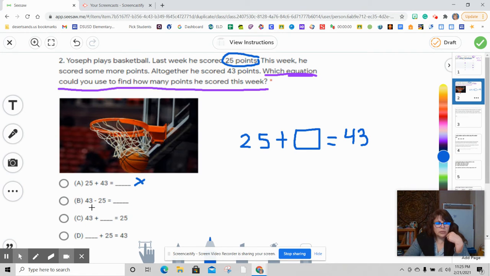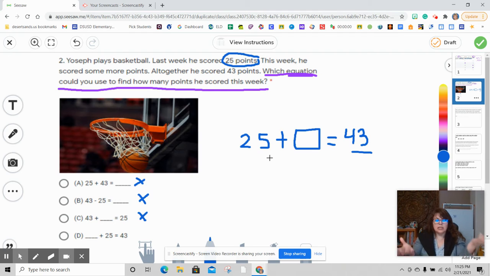Now we have 43 take away 25. Well, as we see here, it doesn't match my number sentence, so I'm not going to choose it. Now I have 43 plus blank equals 25. Well, altogether, what's 43? So this equation cannot be the correct answer. Now, in the last choice, we have blank plus 25 equals 43.